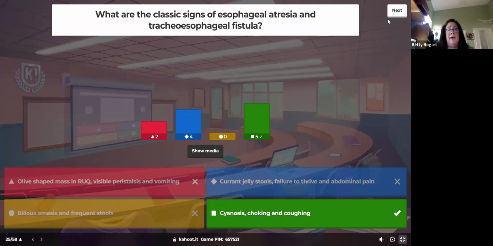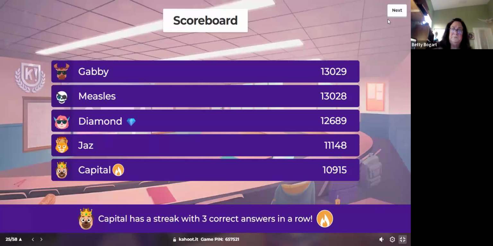Now, olive-shaped mass, right upper quadrant, pyloric stenosis. Bilious emesis and frequent stools, that could be biliary atresia. Currant jelly stools, failure to thrive, abdominal pain, intussusception.